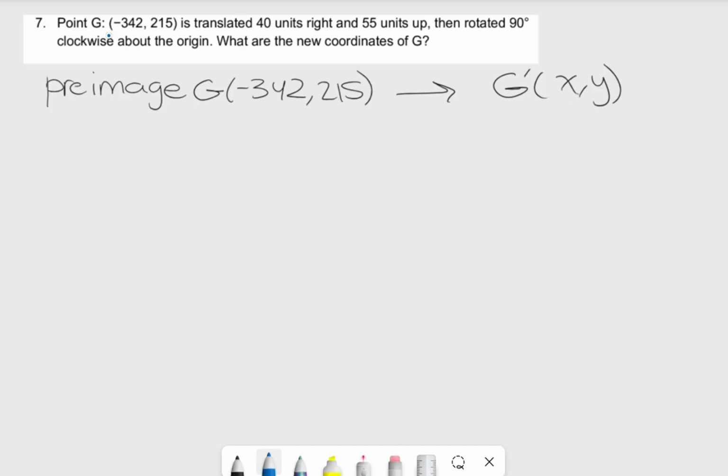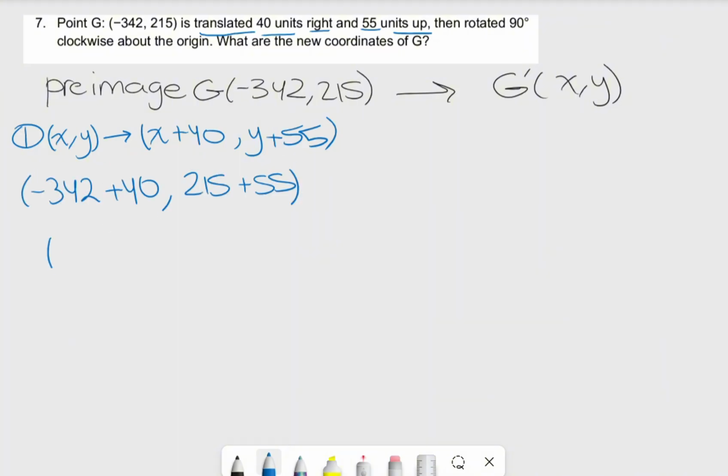So first of all, point G is going to be translated 4 units right and 55 units up. So we're going to start by writing out a rule that we can use to solve this. You're going to apply this rule to this point G. So now we have this new point that has been translated. So it has undergone this first step over here. It has been translated and now it's -302 and 270.